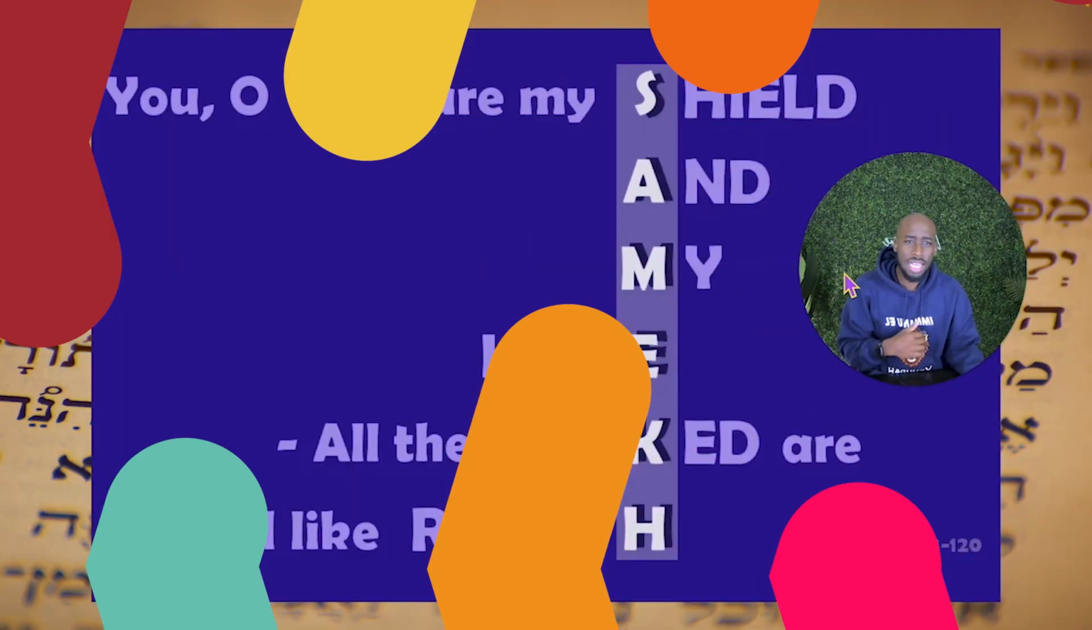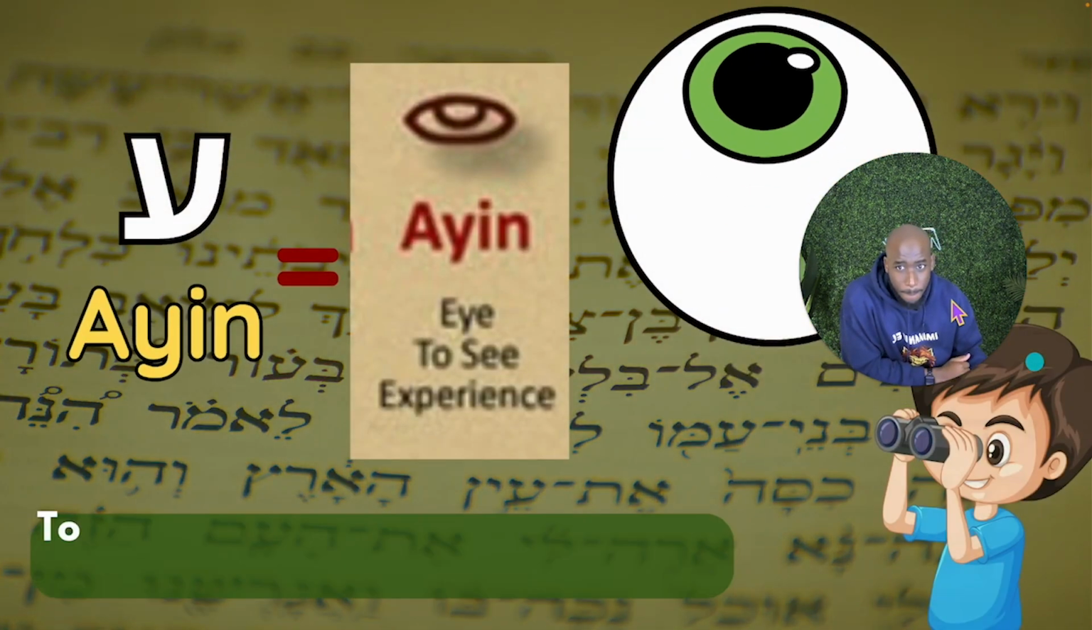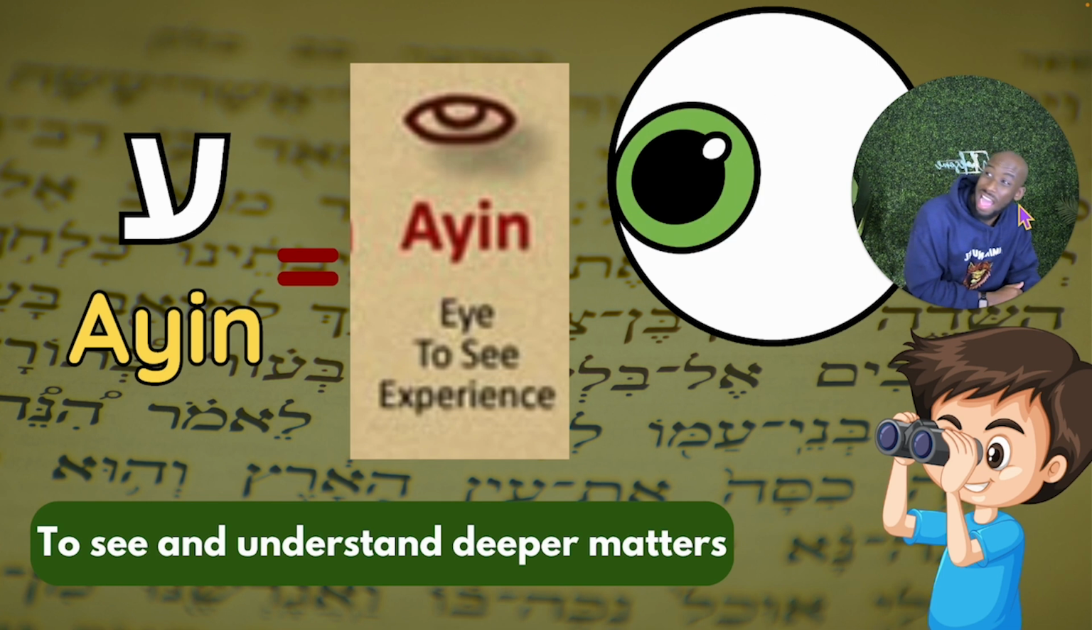All right, and I believe it's time to head to the second letter. I promise you two letters. So let's get to the next letter. The next letter is, drumroll please, Ayin. Like, what you eyeing, huh? Like, what you eyeing? You know what I mean?